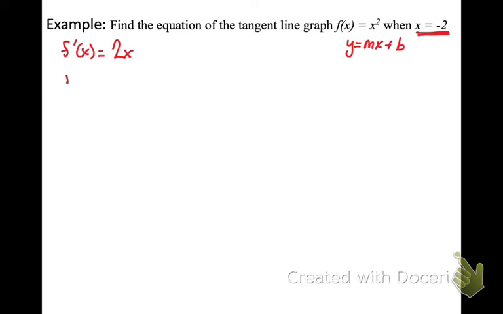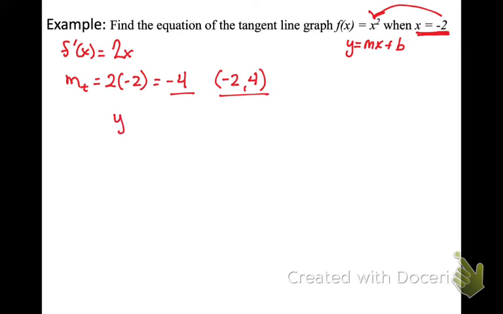So now my slope at -2 is going to be 2 times -2, which is going to be -4. But I also need to find an xy, yes? But that would be plugging 2 into the original equation, wouldn't it? So it'd be -2 and... No, just 4. So now that I have a point and a slope, I can use the point slope formula.